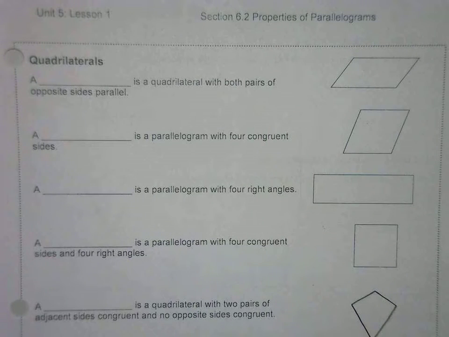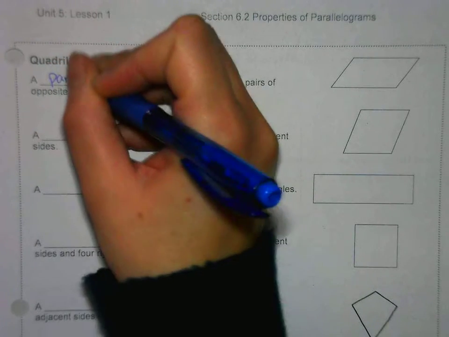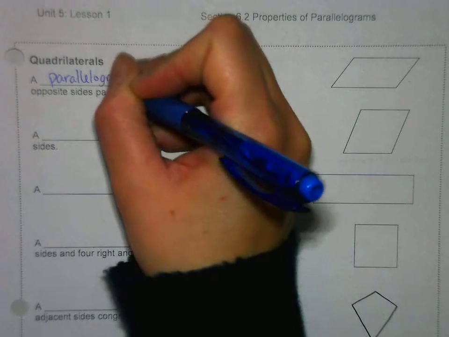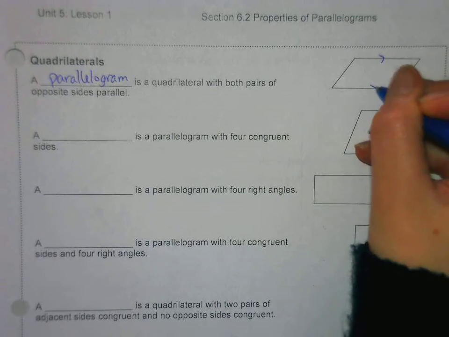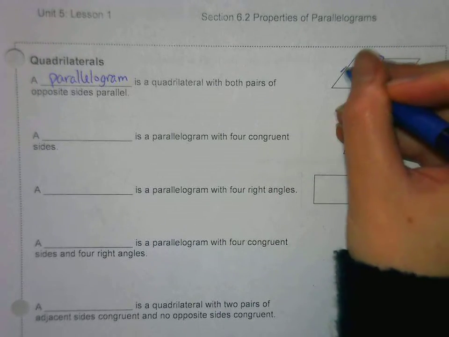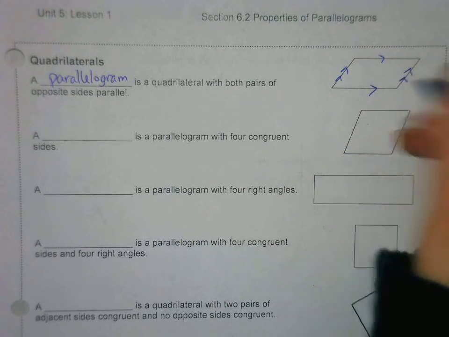Today we're going to be classifying quadrilaterals and looking at the properties of parallelograms. A parallelogram is a quadrilateral with both pairs of opposite sides parallel. So that would mean our top and our bottom are parallel, as well as our left and the right.